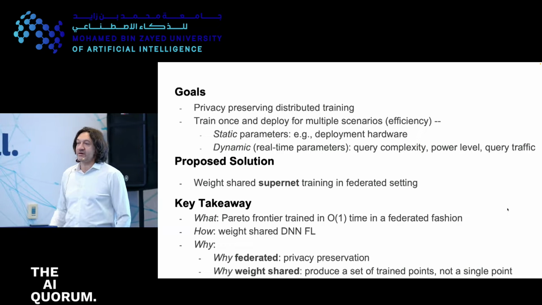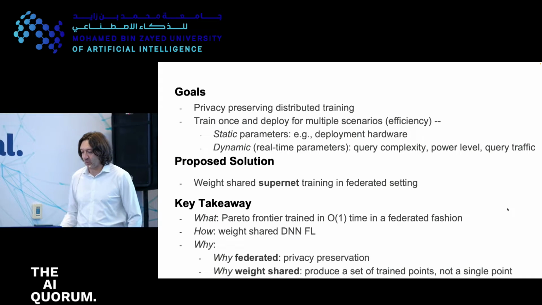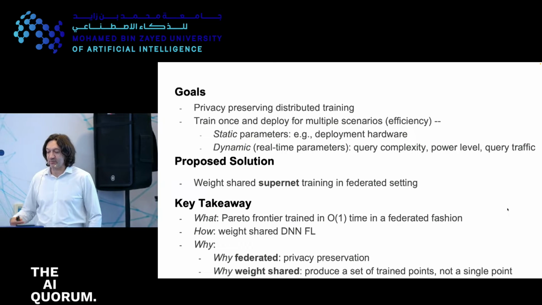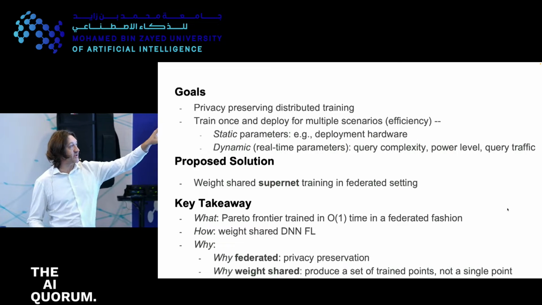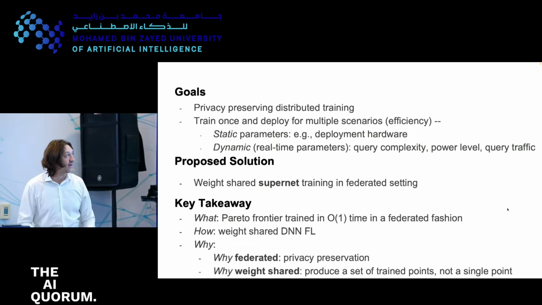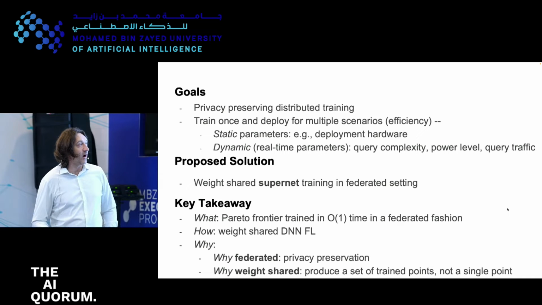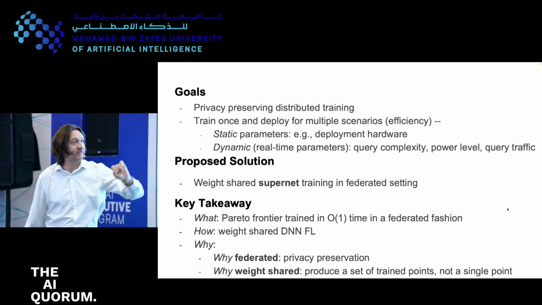Okay? So here's a kind of an anchor slide. What is the goal of our work? The goal is to come up with privacy-preserving distributed training regime where we train once and deploy for multiple scenarios. And we take care of the static parameters, such as the deployment hardware, as well as dynamic parameters, the real-time parameters that change while your application is running. So that includes query complexity, power level, query traffic.